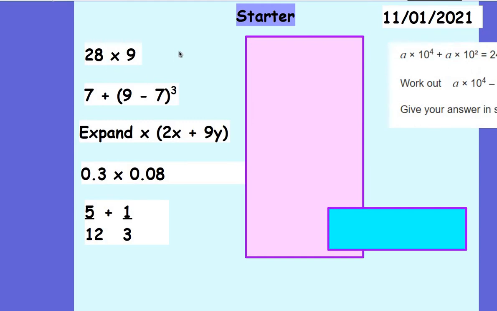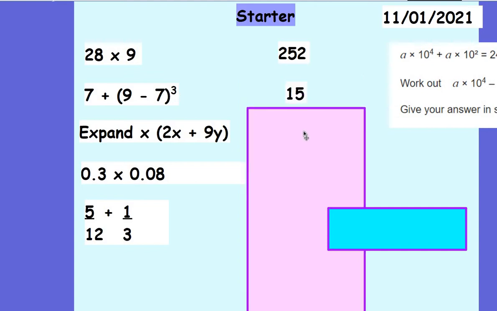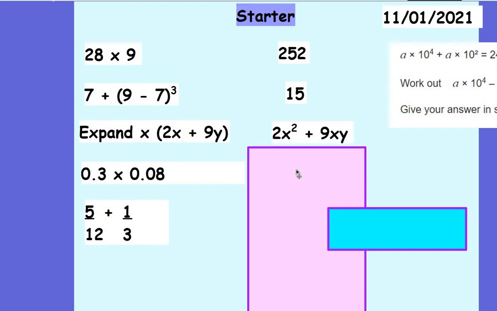The first question, if you'd done a column multiplication or a grid multiplication, you'll have got 252. The second one, you needed to use your BIDMAS, so 9 minus 7 gives us 2, 2 cubed gives us 8, and 7 plus 8 would give us 15. Expanding this bracket, x times 2x gives us 2x squared, plus 9xy.